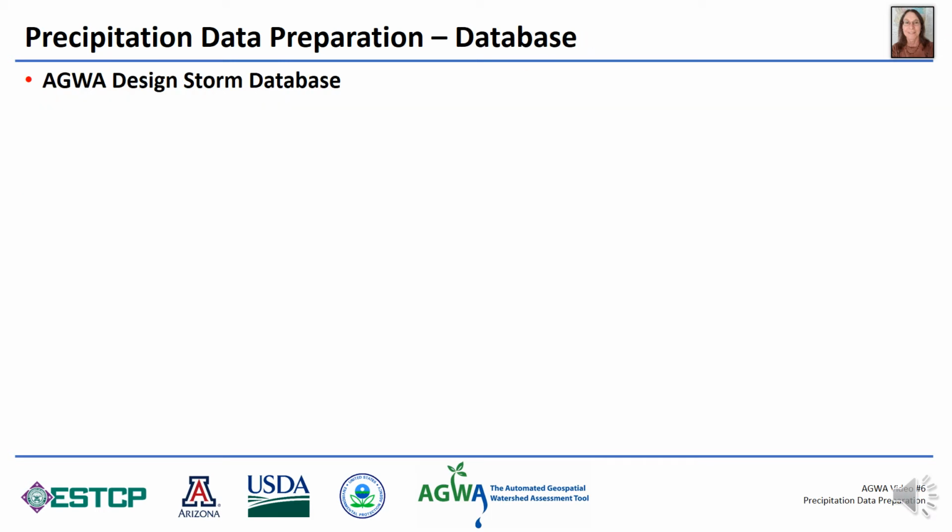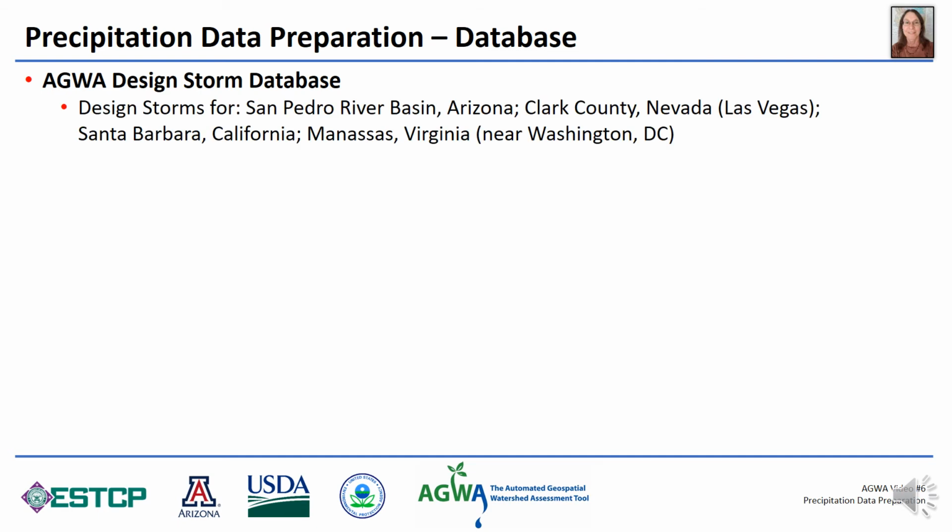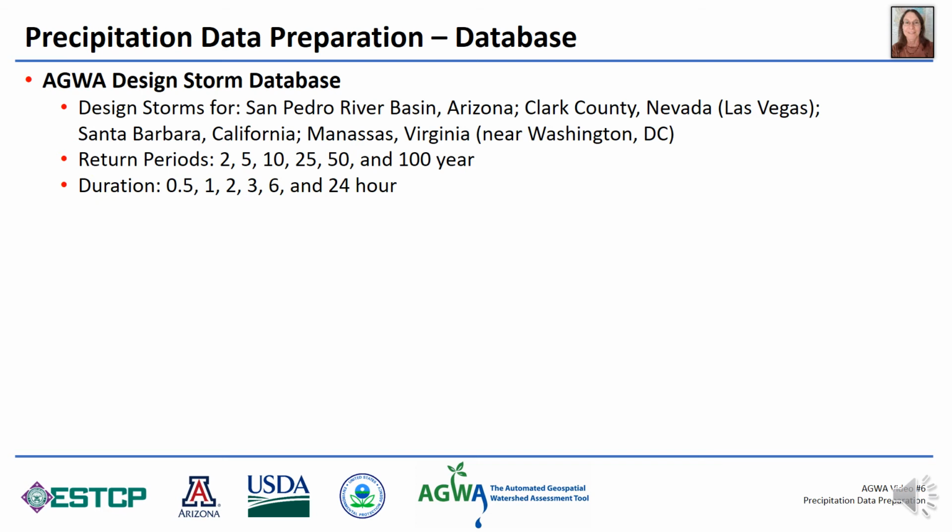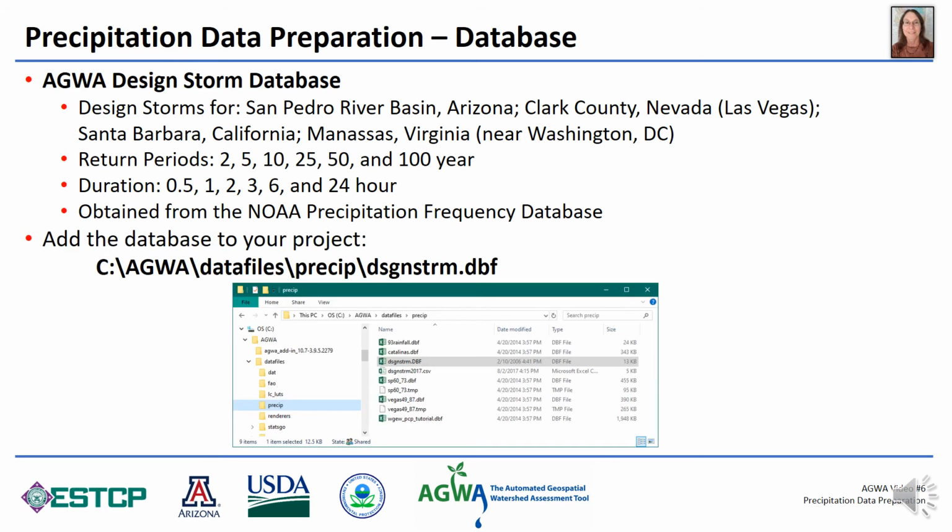The last method to create KINEROS precipitation data is by using the AGUA Design Storm database. This database includes design storms for several locations: the San Pedro River Basin in Arizona, Clark County, Las Vegas, Nevada, Santa Barbara, California, and Manassas, Virginia, near Washington, D.C. The database includes the typical return periods and durations for each location. These data were obtained from the NOAA Precipitation Frequency Database and are also available in tabular format. You can add your own locations to this database if you have this information.